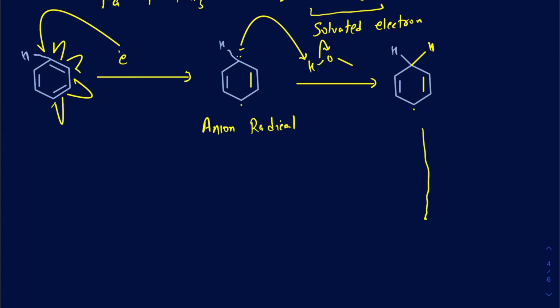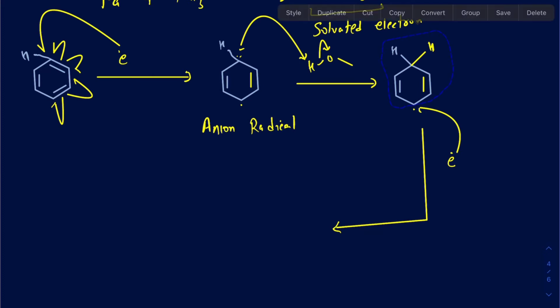But before you can do that, you got to have another electron so that you can have an anion there. So another solvated electron comes in here, and it goes there, and that would create a second anion here.